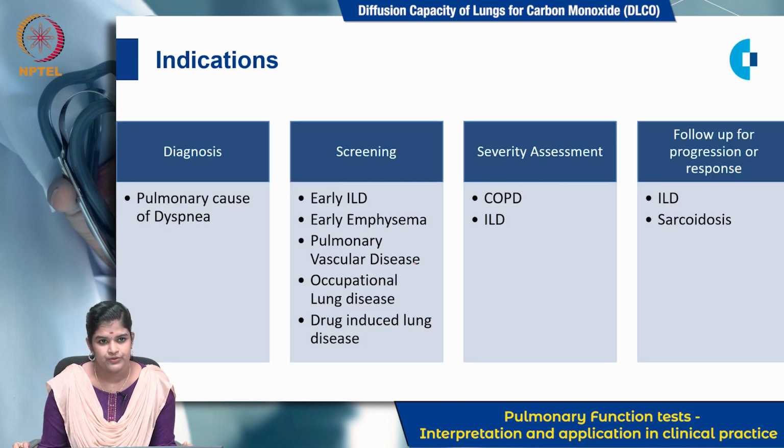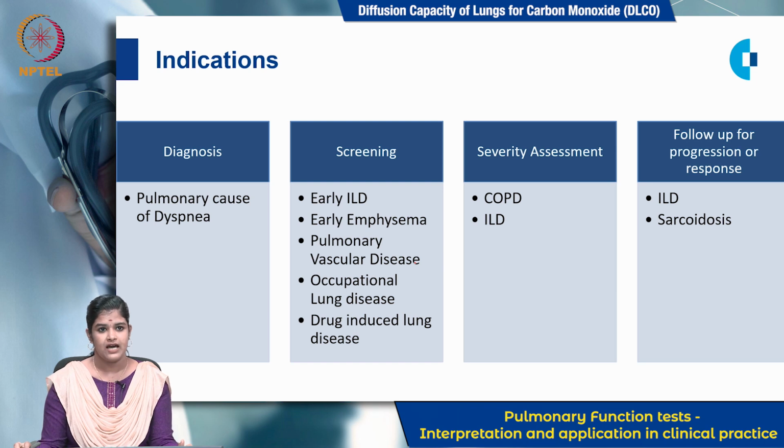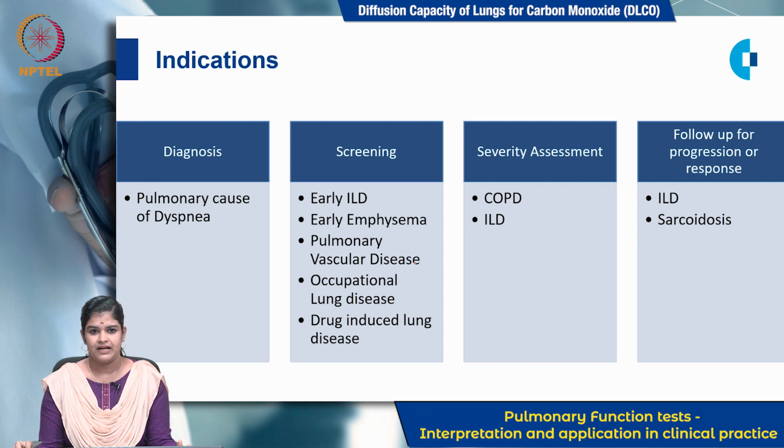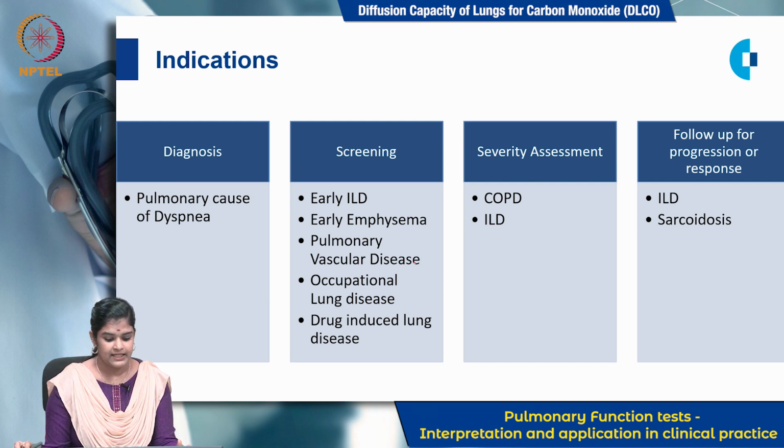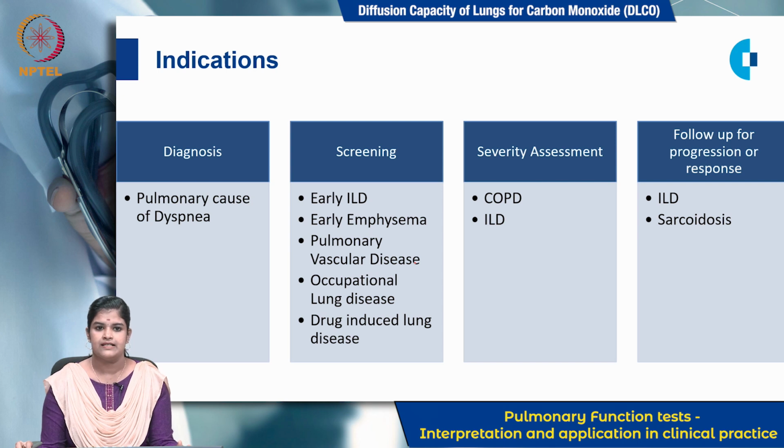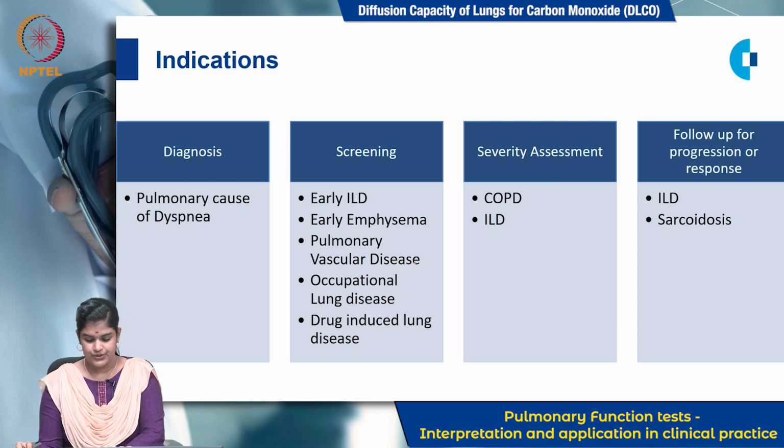Indications for performing a diffusion study are to diagnose pulmonary cause of dyspnea, and screening when the patient is symptomatic but the imaging is normal, like in early interstitial lung disease, early emphysema, pulmonary vascular disease, occupational lung disease, and drug-induced lung disease. It is also used to assess the severity of disease, like in chronic obstructive pulmonary disease and interstitial lung disease. It is also used for monitoring of disease progression as well as response to drug therapy in interstitial lung disease and sarcoidosis.